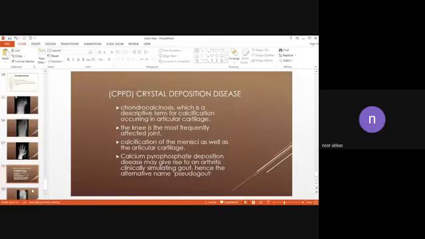Similar to gout, we have the condition pseudogout, which is also a crystal deposition arthritis, and may be similar clinically, but radiologically it is distinct. Pseudogout is related to the deposition of CPPD crystals. CPPD crystals deposited in the joints give rise to chondrocalcinosis, which is a descriptive term for calcification occurring in the articular cartilage. The knee is the most frequently affected joint. It can lead to calcification in the menisci as well as in the articular cartilage. CPPD disease may give rise to an arthritis that clinically simulates gout, and hence the alternative name is pseudogout.